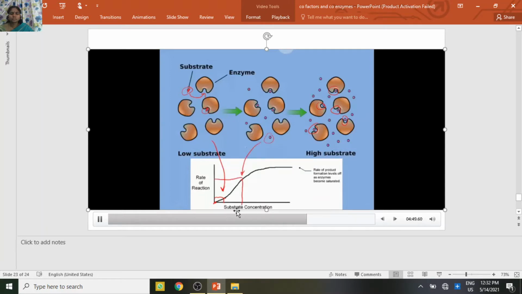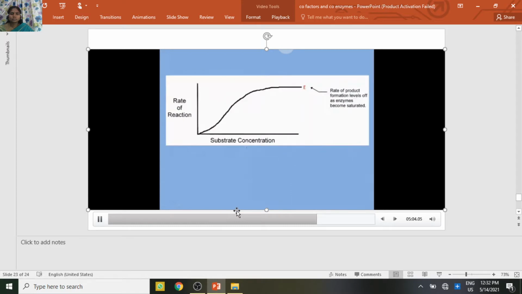But there comes a point where adding any more substrate is not going to be helpful because the enzymes are completely busy doing their job. So we call this the point at which the enzymes become saturated. So what could you do if you wanted to increase the rate of reaction and your enzymes were basically occupied with all the substrate they could possibly manage? The only way that you could increase this rate of reaction is if you added more enzymes at this point to accommodate all those substrates.